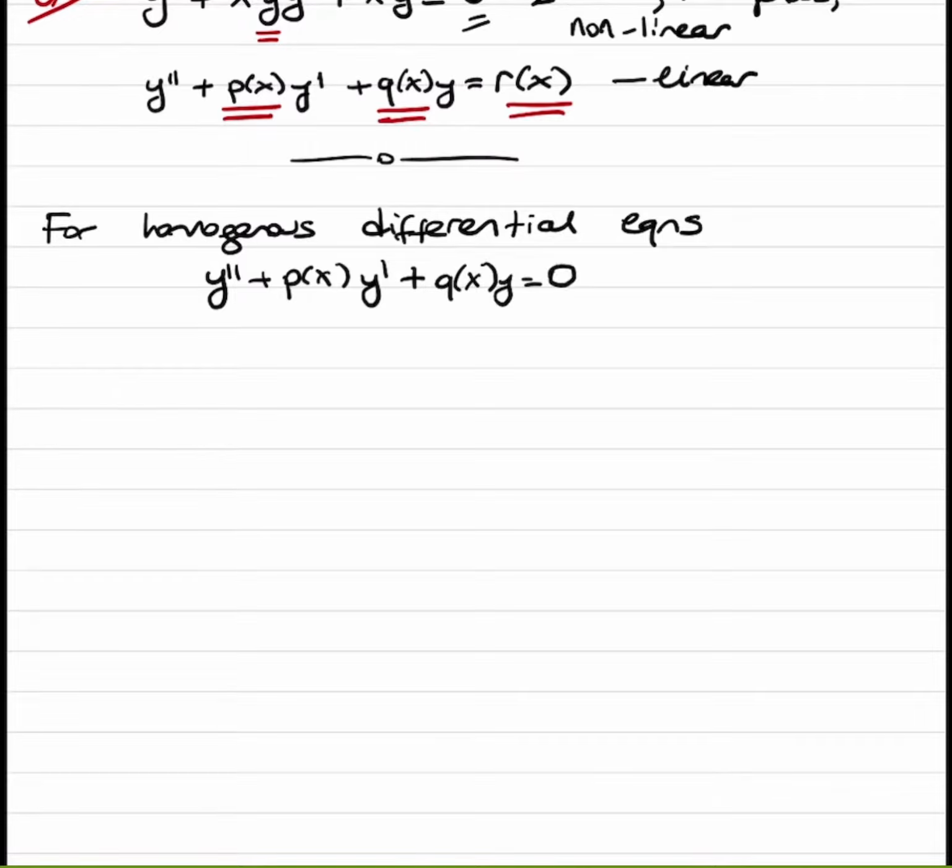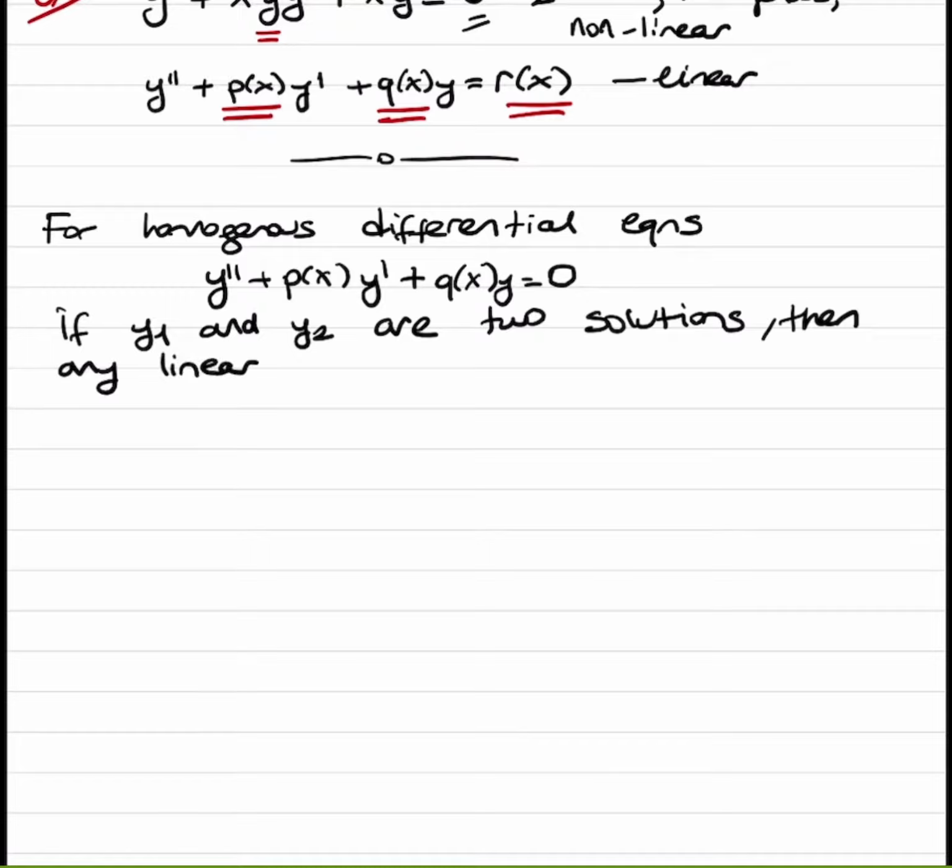So for homogeneous equations, if y1 and y2 are two solutions of the homogeneous differential equation, then any linear combination of y1 and y2. What do we mean by a linear combination? What is any linear combination of y1 and y2?